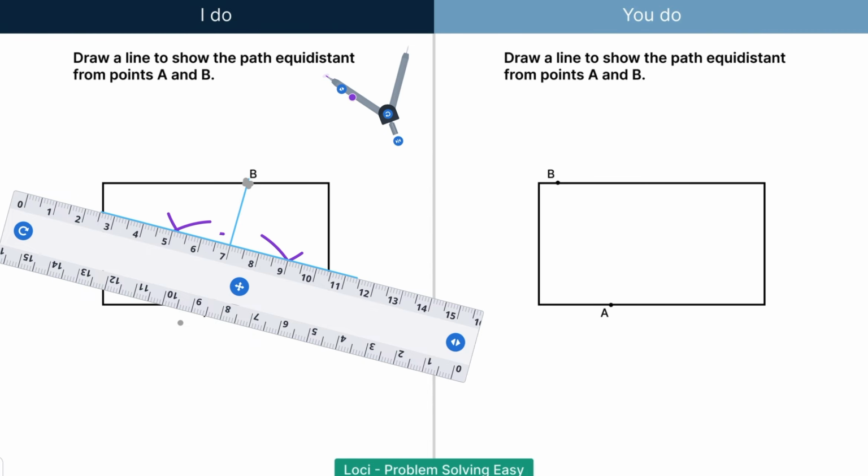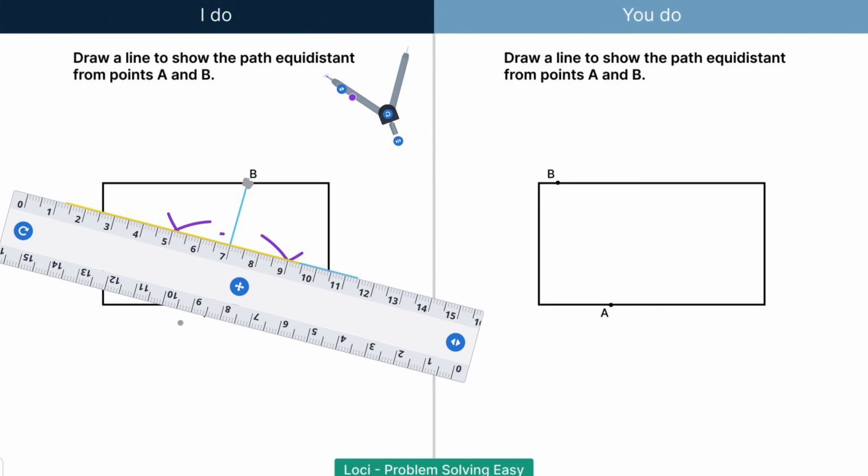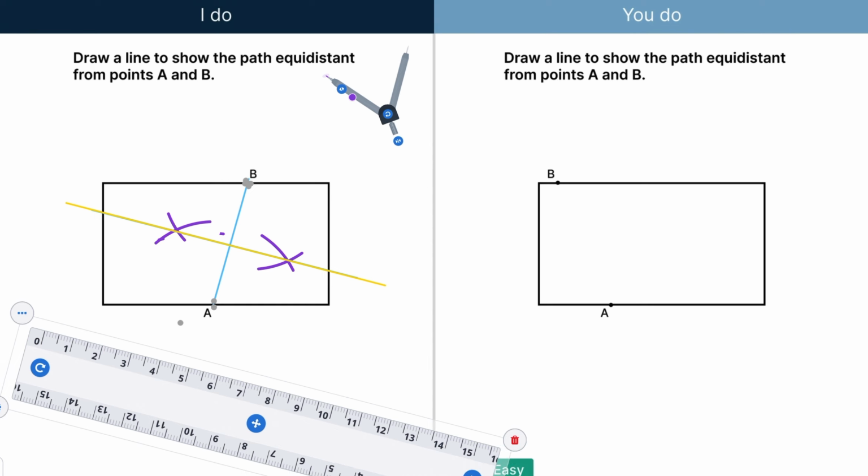And that blue line there, in fact, I should have probably used a different color. Maybe let's go with yellow. That yellow line there is essentially equidistant from A and B. It's the exact same distance from both of them, and that is how you do that.